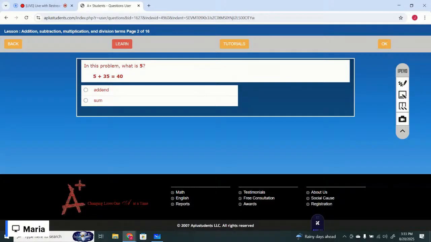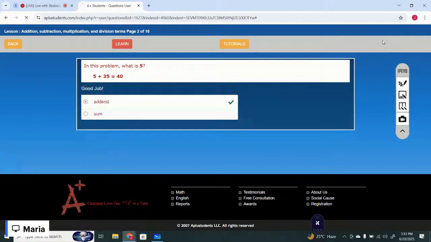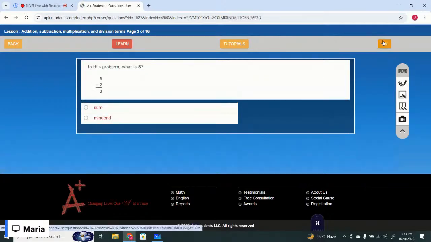In this problem, what is 5? So 5 and 35 are the addends, so addend it is. 5 is the minuend. Option number 2 is the correct option.